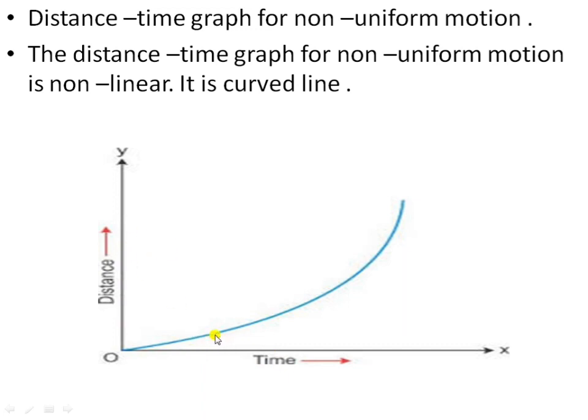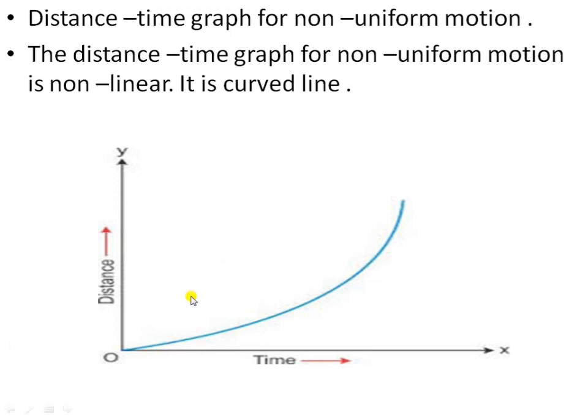The speed of the object changes with time and is considered non-constant, because here the speed is going to change. There is no straight line now, so the speed is changed here. It is non-constant. Because of the changing speed, the object doesn't cover the same distance in equal intervals of time. So the distance time graph for non-uniform motion is non-linear, or a curved line.